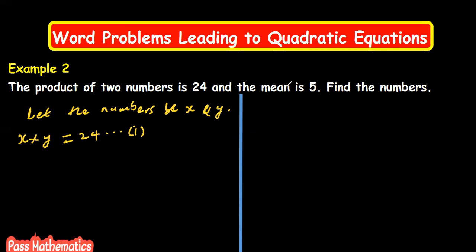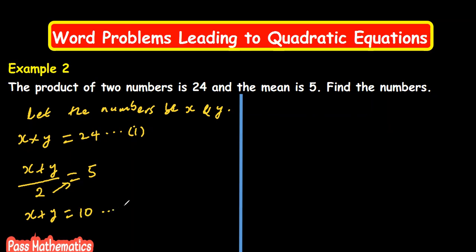So which means the mean is the average. Yes, so that is x plus y divided by 2, since there are two numbers, and it's 5. So here we just cross multiply. So this multiplies this, so to form the equation. So we are having something like this, x plus y equal to 10. So this is your second equation.